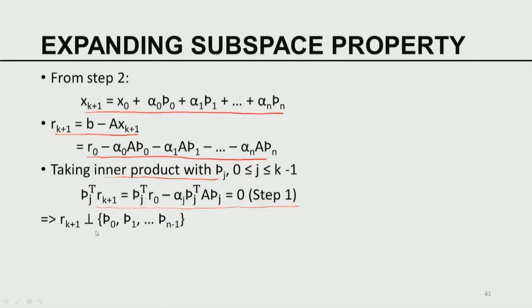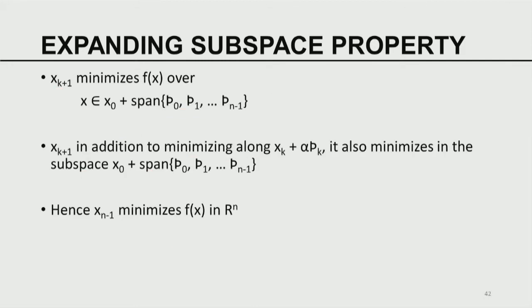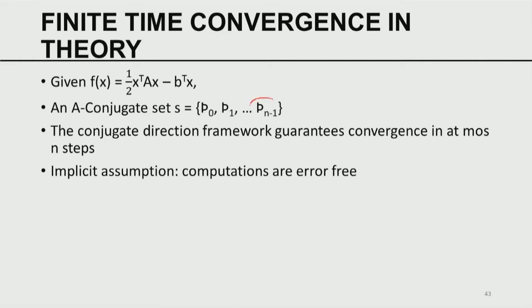In here, what is it we have seen? rk plus 1 is perpendicular to this set. That is what is called the expanding property. I believe this must be k. I want to check this property. I'll probably correct it later. That essentially tells you xk plus 1 minimizes over the span of p naught through pk. I am not very clear about this index, so I will have to check the correctness of this. I will come back to that.